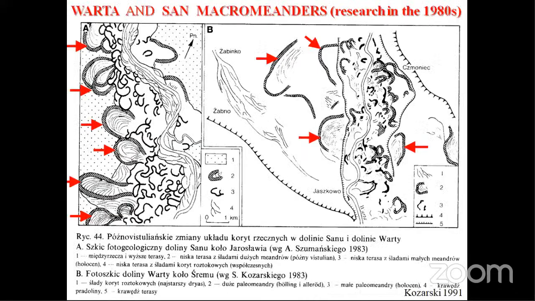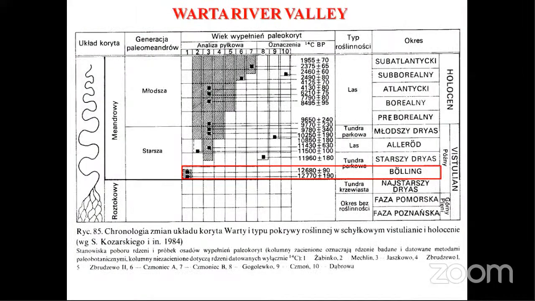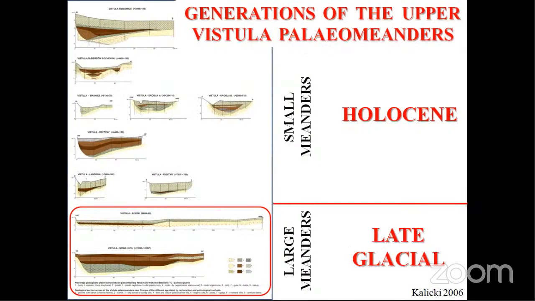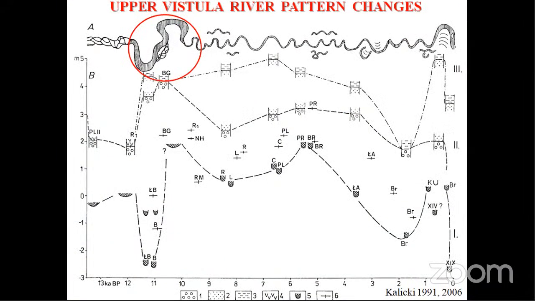In the 80s, macromeanders were identified by Szumański and Kozarski in the Warta and San valleys. These macromeanders were cut off in the late glacial, in the Bølling phase. Later, two generations of the Vistula macromeanders were identified: the deep paleochannel from the Allerød phase and the shallow paleochannel from the Younger Dryas phase. These macromeanders were presented in the model of Upper Vistula pattern changes.